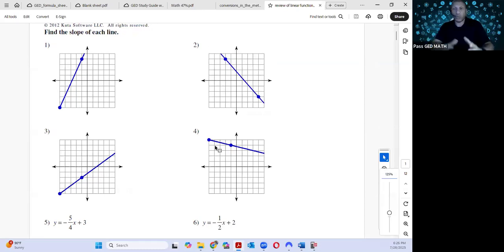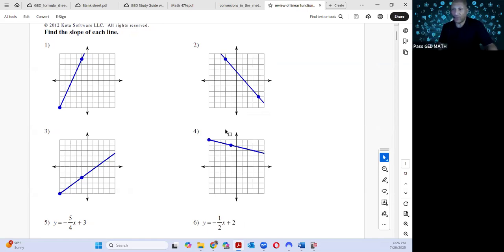So, linear equations. I cannot stress it enough. One of the most important concepts in the GED is linear equations. You're going to have anywhere from 5 to 10 questions. Now, 10 questions would be about a quarter of the exam. That's how prevalent linear equations are.